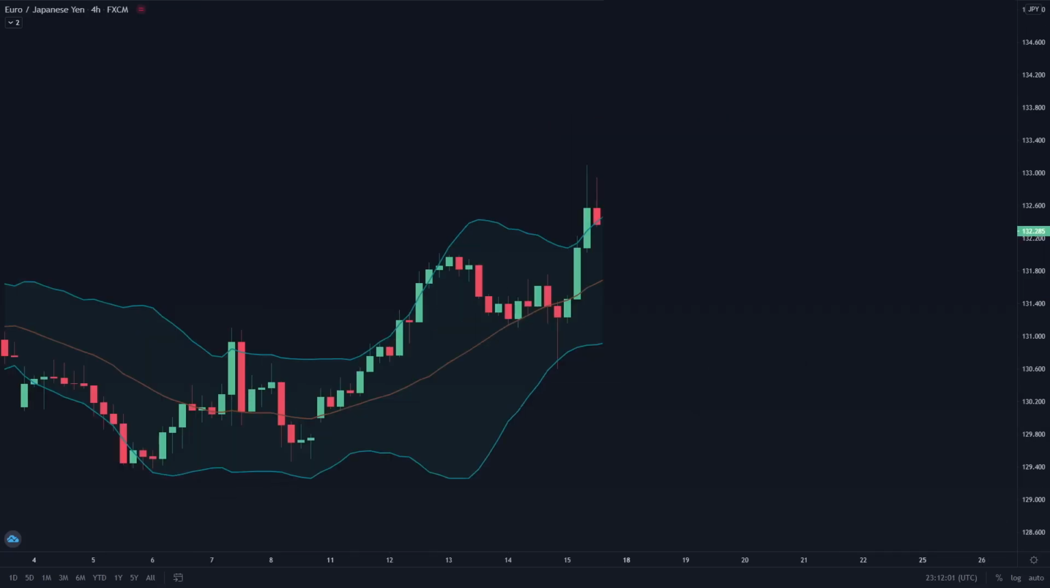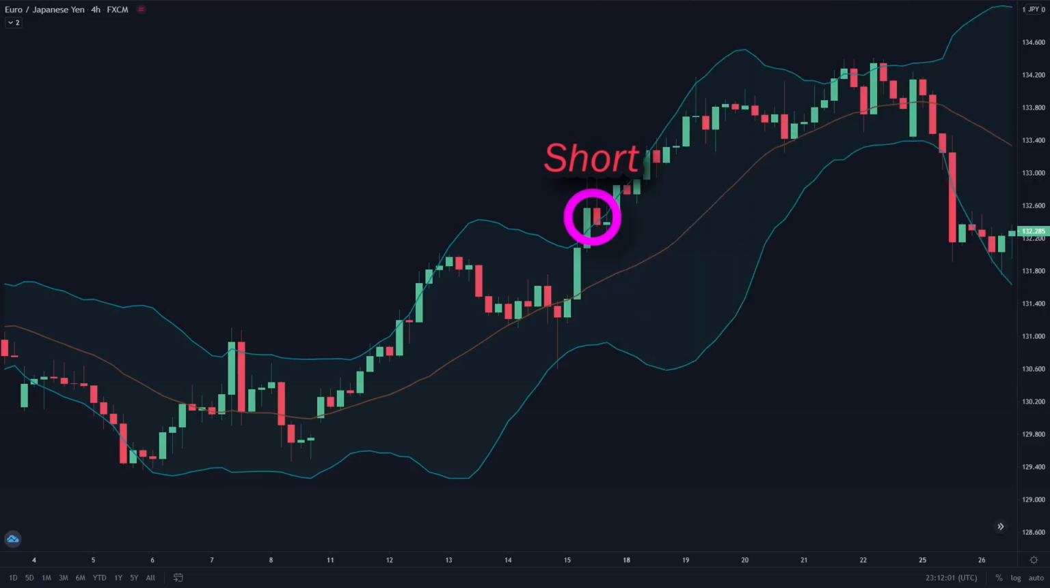So in this chart, notice that the middle line is heading upwards, meaning that the market is in an uptrend. Now we can see that the price broke above the upper band. So if you took a short position here, let's see what happens. The price instead pushes further to the upside and you would have lost your money. Because if you're using the indicator as an overbought or oversold signal, you are essentially trading against the trend, which is not a good idea.